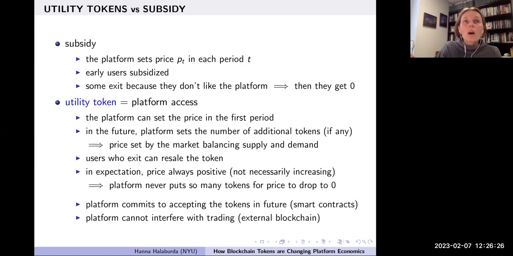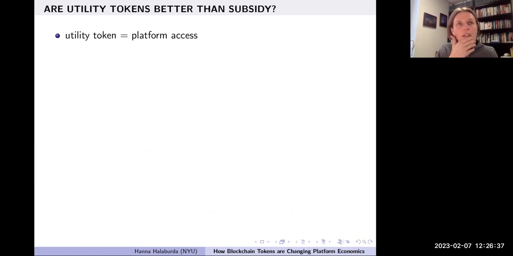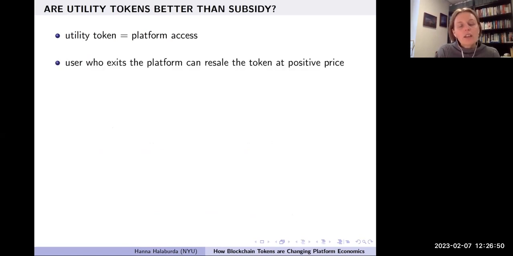And the reason why the blockchain tokens are different is because without those two features, we could not take the advantages that we'll be able to get with blockchain. Okay, so let's see how it plays out, and whether those utility tokens are better than subsidy, where the utility token gives you platform access. So the crucial point in the dynamics that is differentiating the tokens from subsidy is that a user who exits the platform can resell the token at a positive price in expectations.